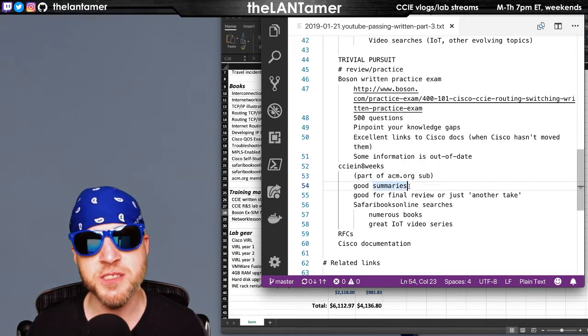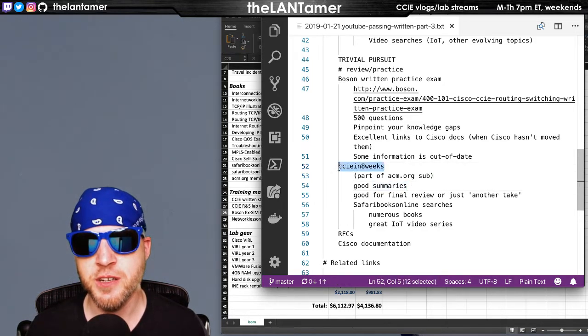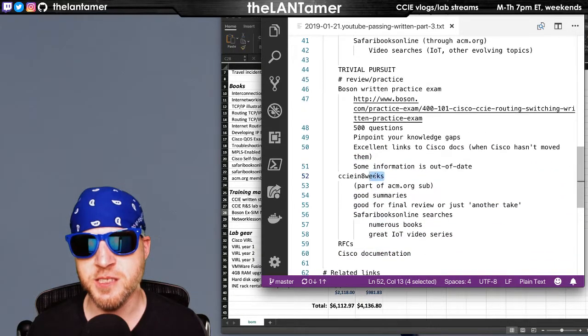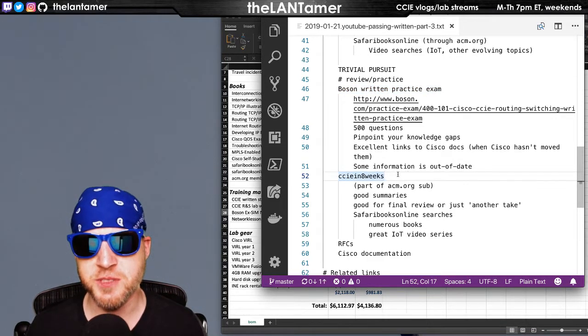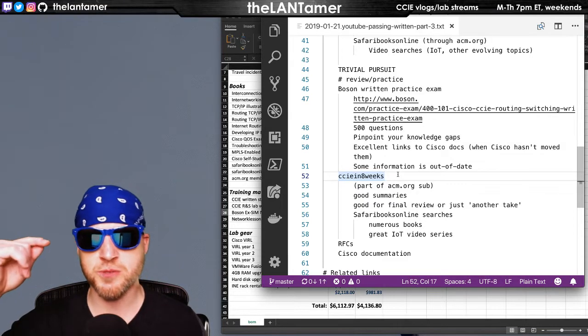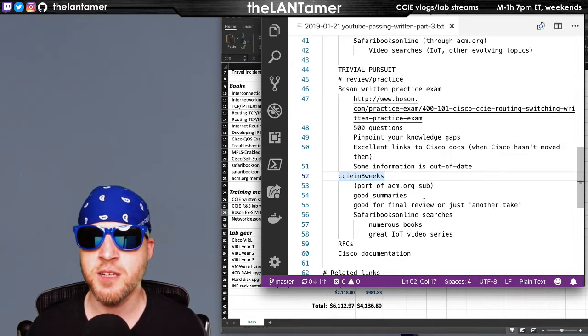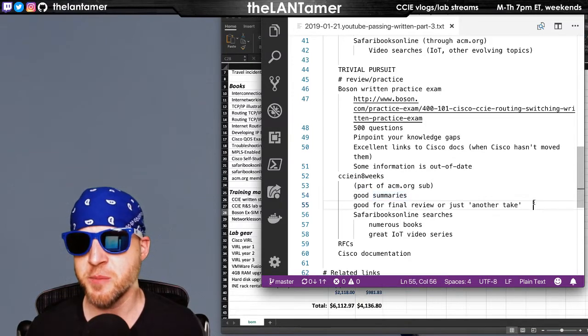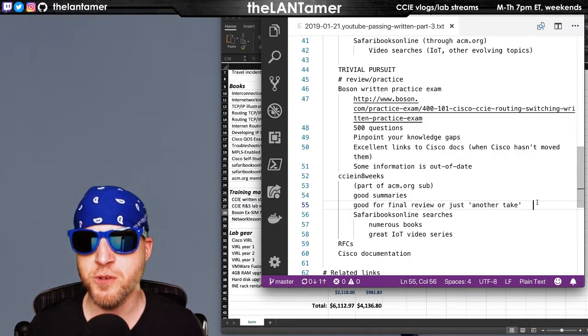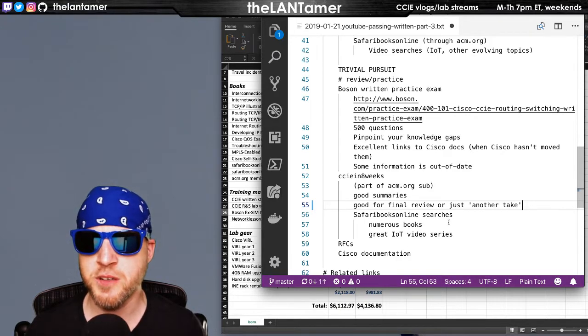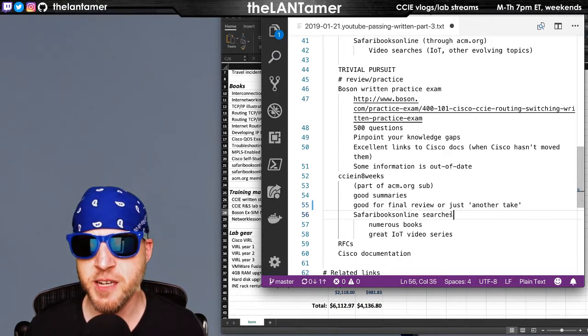They had good summaries, and you're not learning concepts here with these sorts of products at all. This is just identifying your gaps. It's memory drills, reviewing your memory, getting ready for some of those details that might be in the written exam. And as I have here, it's good for a final review or sort of just another take or sweep on the products. And then Safari Books Online searches.